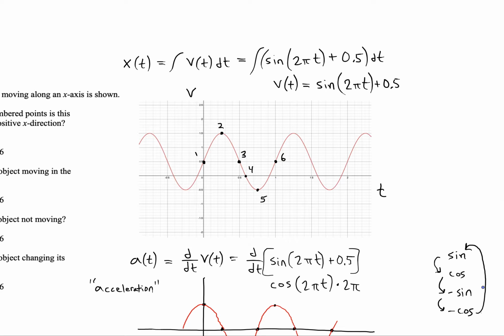So since we were here for our velocity graph, that means that our acceleration graph was going to be the first derivative of sine, which is cosine. But since we're now anti-differentiating sine, we have to go back through the cycle. We have to go now up to anti-differentiate. So that's my hint. You know, it would involve negative cosine. You can try it for yourself.